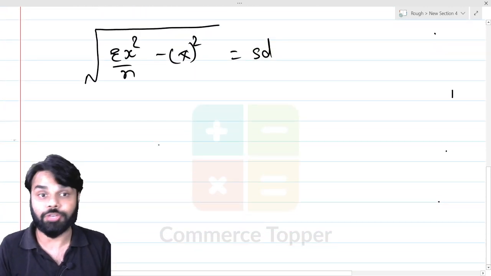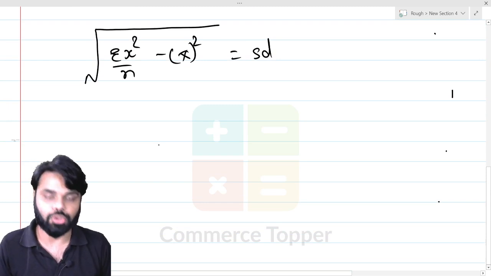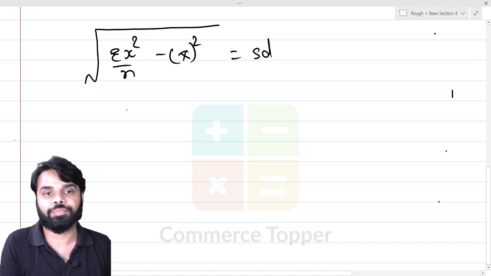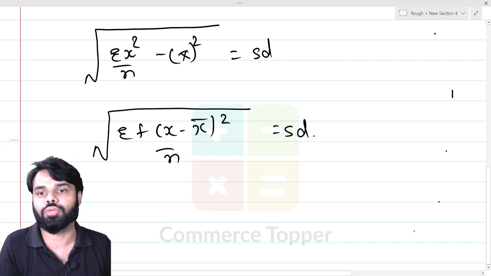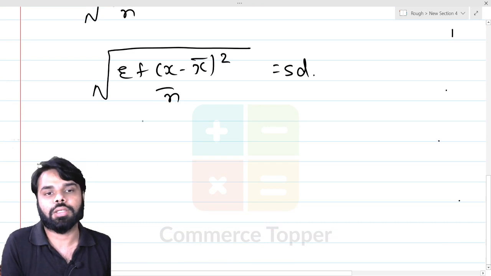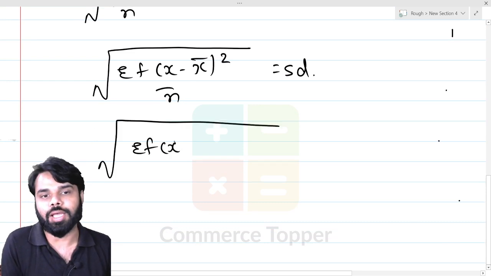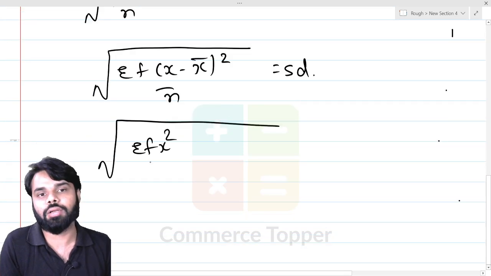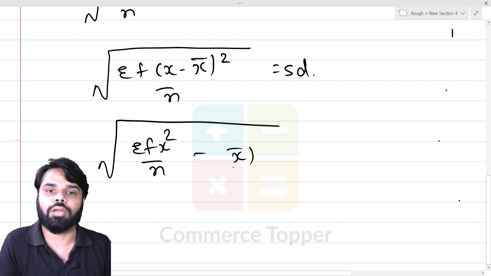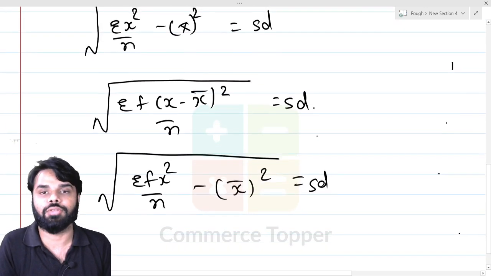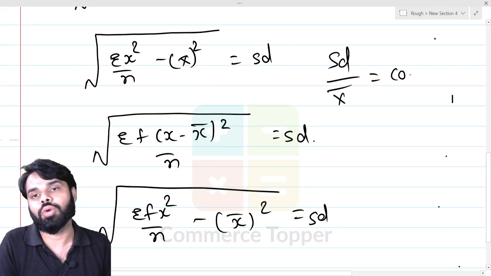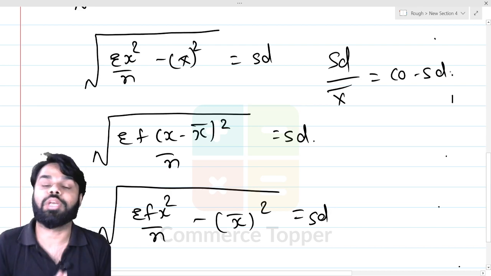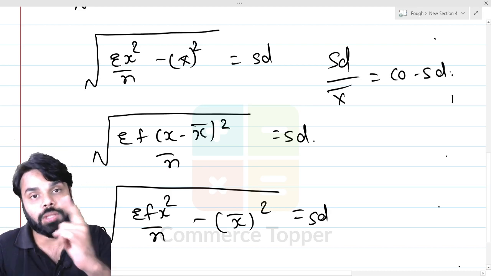Suppose frequency is given, meaning it is a continuous variable, not a discrete variable, and a specific column of frequency is also given. Then at such a point of time, square root of sigma f x minus x bar square divided by n gives the standard deviation. Once more: square root of sigma f x square divided by n minus x bar square, then also you will find the standard deviation. And standard deviation divided by x bar equals the coefficient of standard deviation. Keep in mind, I am repeating for the second time.